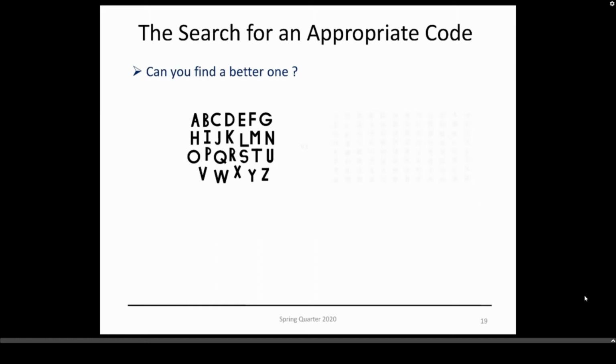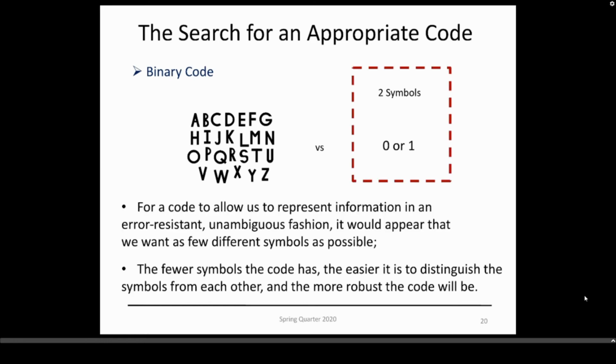Can you find a better one than English and Mandarin? What about if I use 0 or 1? Two symbols. The fewer the symbols the code has, the easier it is to distinguish the symbols from each other, and the more robust the code will be. And this will satisfy the requirement that we set up initially.